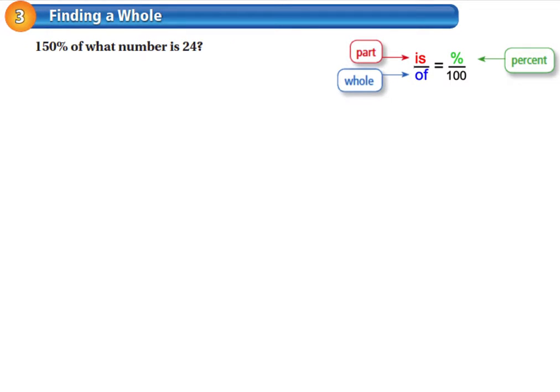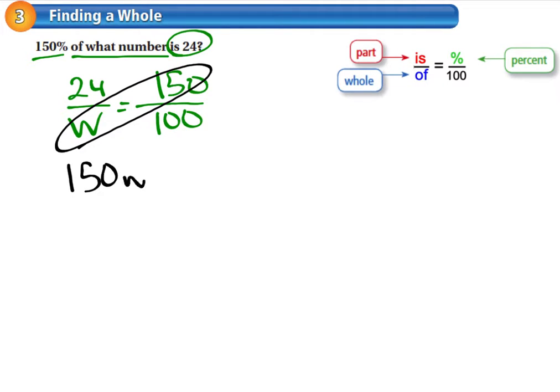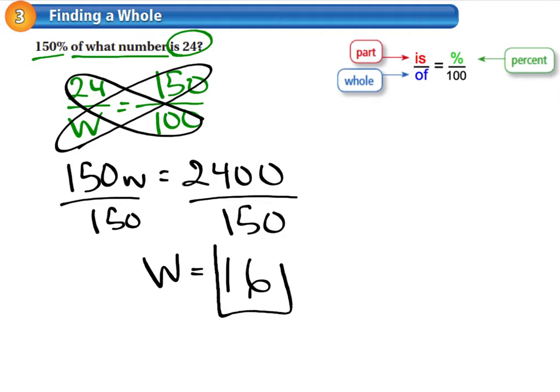150% of what number is 24? Okay, start with your fraction equals fraction out of 100. It's 150%, so the 150 goes here. Is 24, that is the part, and it's of what number? So this is the complete setup. Now we cross multiply and solve. 150W equals 2,400. We can divide by 150, and W will end up equaling, I believe, 16, but just using a calculator to see for sure, it is 16. So 150% of 16 is 24.